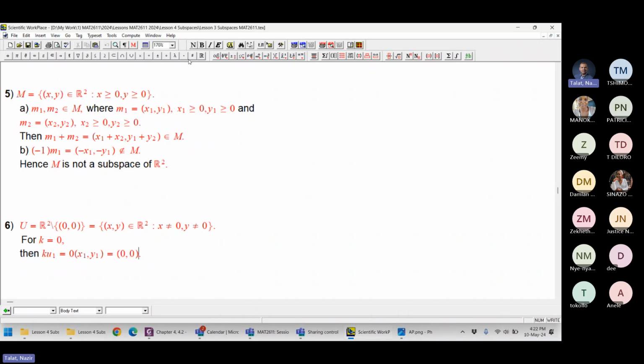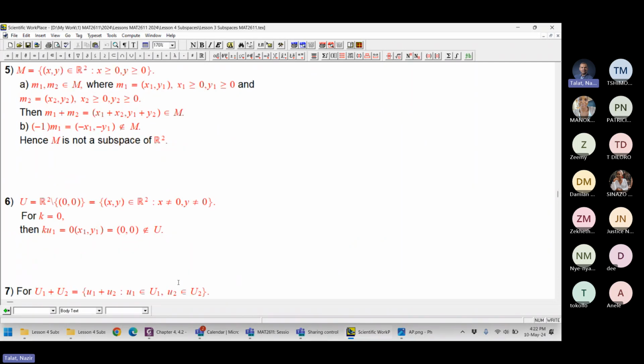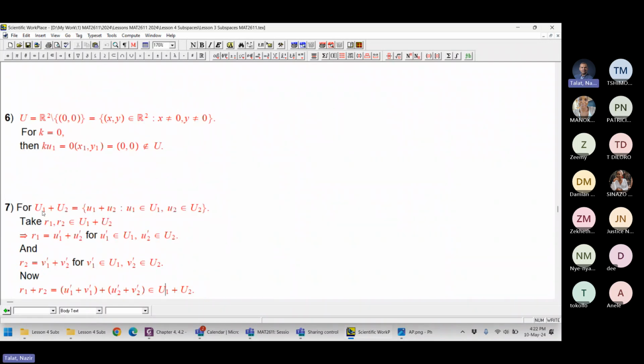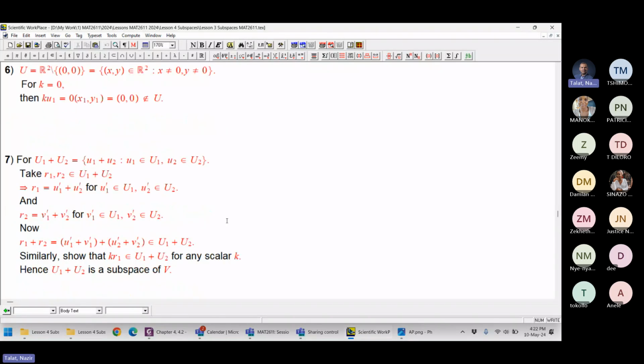And note that this (0, 0) does not belong to the set U, and hence we conclude that this set U is not a vector space. Here one can note that this satisfies the first condition but not the second condition. Similarly, for some sets it satisfies any one of the conditions but not the other. Here we can see that if we have a set like U1 plus U2, where U1 and U2 are any two subspaces, then we can prove that the sum of two vector spaces is a vector space.